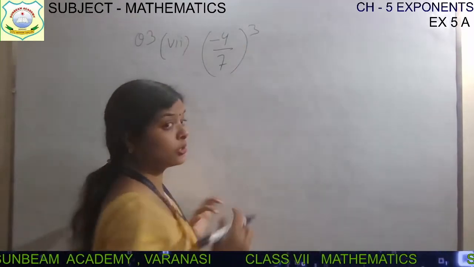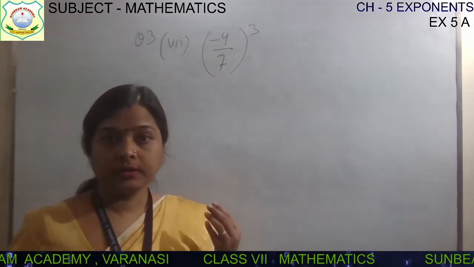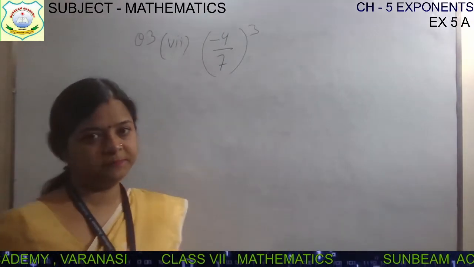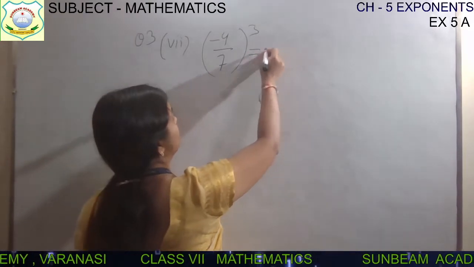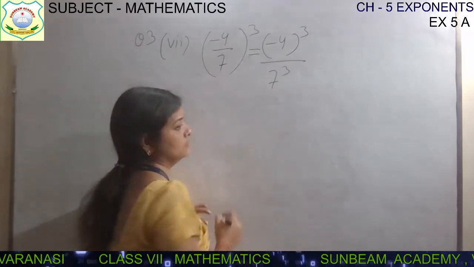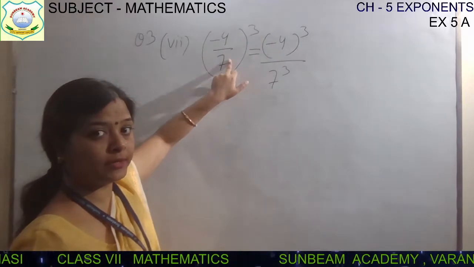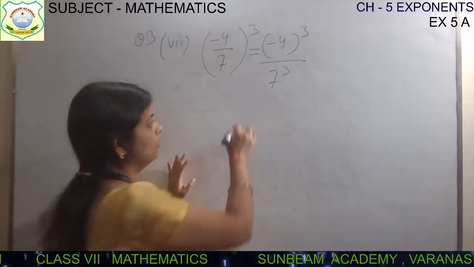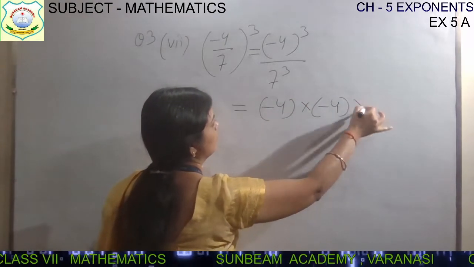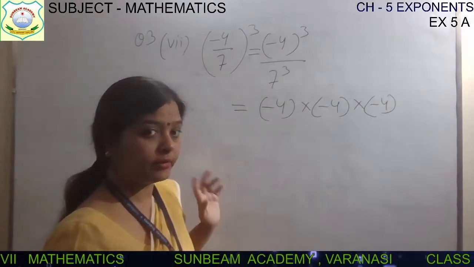So it is cube, children. Now you may think that what has come. So till 20 also, if you know the cubes, that will be better for you. Otherwise you have to multiply. What you have to do? Minus 4 to the power 3 and 7 to the power 3. Minus 4 numerator to the power 3 and the denominator is also to the power 3. Now minus 4 into minus 4 into minus 4. Minus 4 to the power 3 is 64, okay, with minus sign.